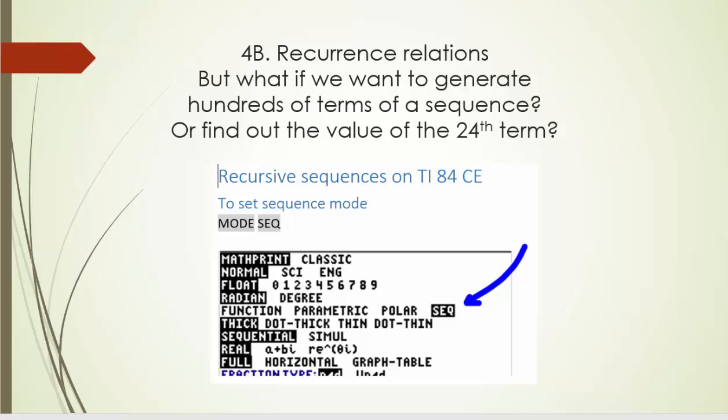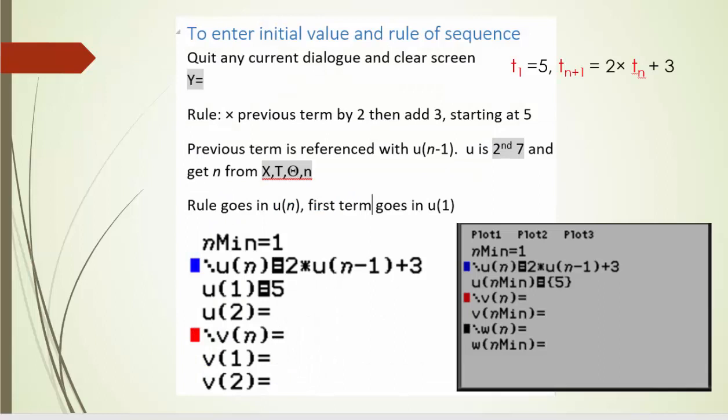First of all, you have to set your calculator into sequence mode. If you press mode, you will see that it's currently on function mode. And by the way, when you've finished working with recurrence relations, you have to set it back to function mode, otherwise lots of things won't work. But for now, go down to function, then go across to SEQ, sequence, and then you'll be in sequence mode. That's the first thing to do. By the way, I'm showing what you do on the TI-84 CE, the pretty one. Further on in this presentation, there'll be a quick word about how to do it on the older calculator, which is pretty much the same.